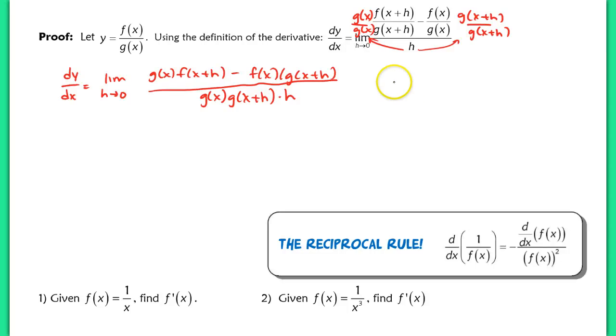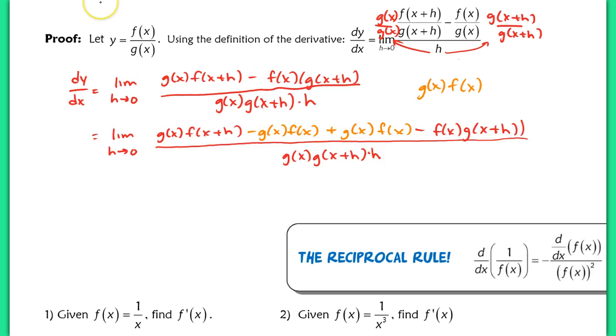So what I'm going to do is take the expression g of x times f of x, and I will add and subtract this to the numerator, so I'm really only adding 0. As you can see here, I did add and subtract the expression g of x times f of x, so I'm really just adding 0. But what that allows me to do now is to factor the numerator, because I have a common factor of g of x in the first two terms and a common factor of f of x in the second two terms.